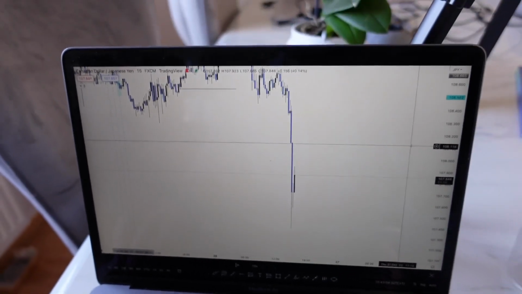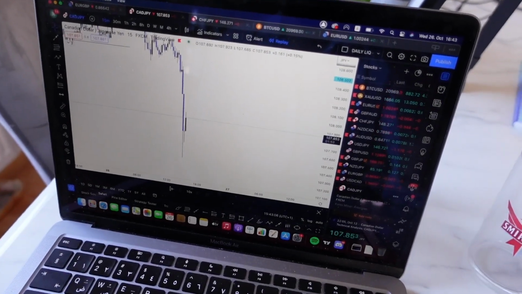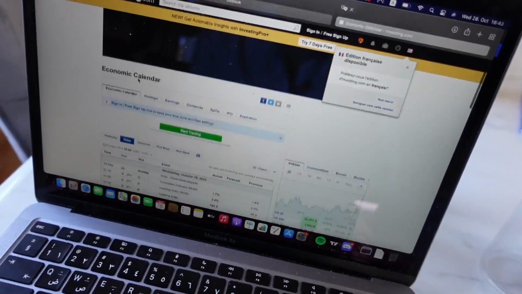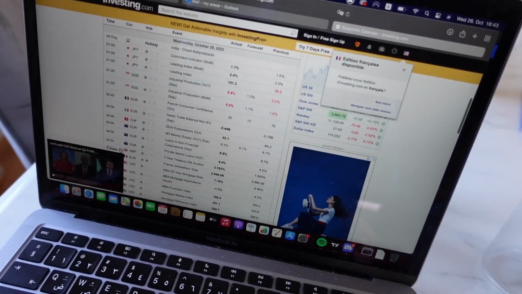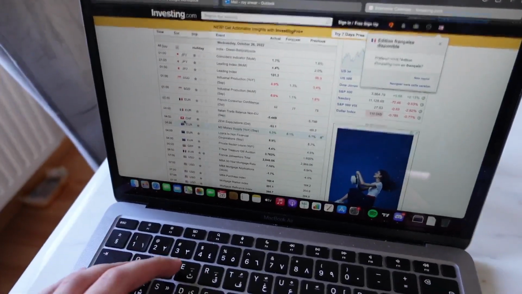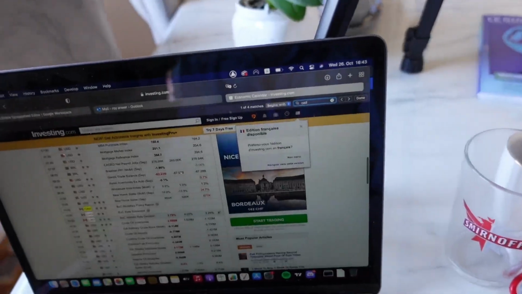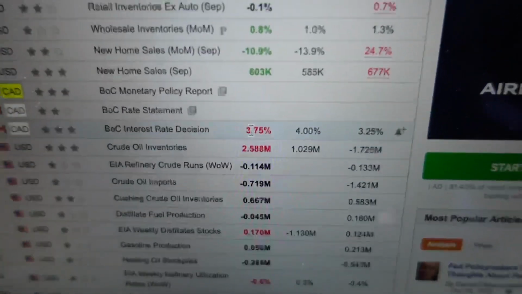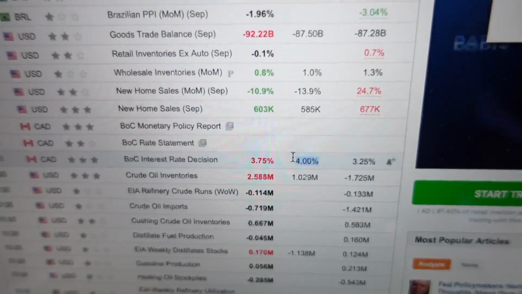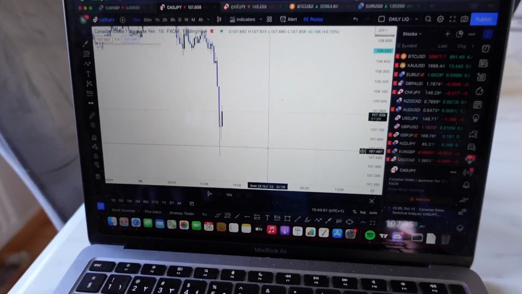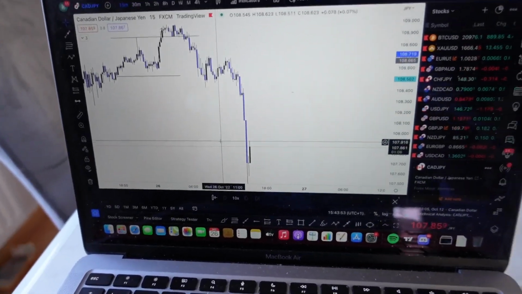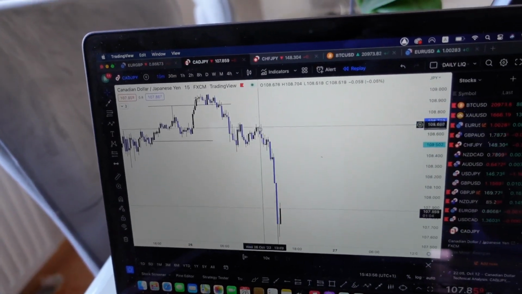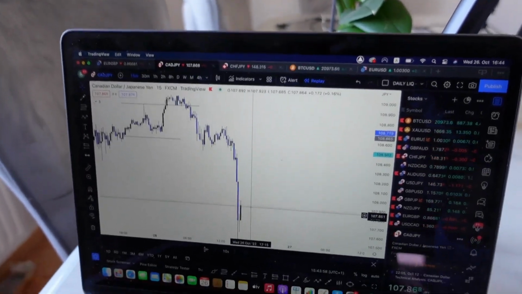It was supposed to be 4 and it was 3.75, I think. Let me just check what I'm talking about here. Right there today, I'm not going to filter everything. Instead, I'm going to do a search for CAD, and as you can see here, guys, bank interest rate decision, it was supposed to be 4% and it came out lower than expected, which pushed the Canadian dollar through to the downside here. And unfortunately, I missed this push through to the downside by a few pips.